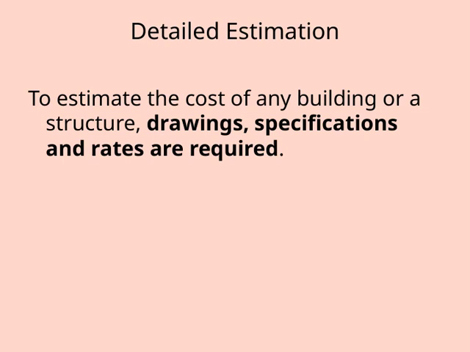Let's take a closer look at what goes into a detailed estimation. When we're estimating the cost of any building or structure, there are a few essential elements we need to have in place. First, we need accurate drawings, which give us a clear visual of the project. These drawings help us understand the scope and design details. Next, detailed specifications are crucial. They outline the materials, standards, and workmanship required for the project. Finally, we need rates. These are the unit costs for materials, labor, and equipment. Combining all these components allows us to develop a comprehensive and precise cost estimate.